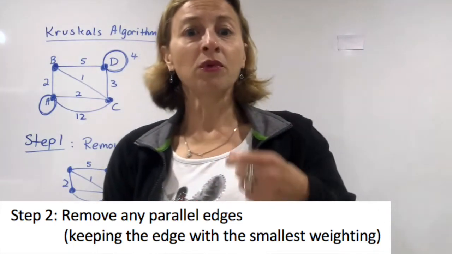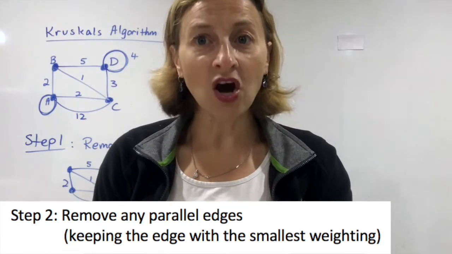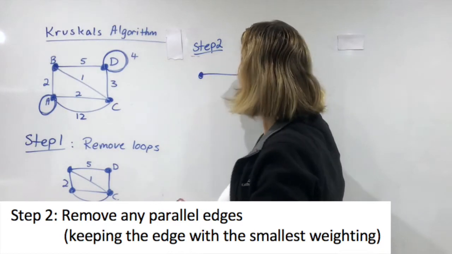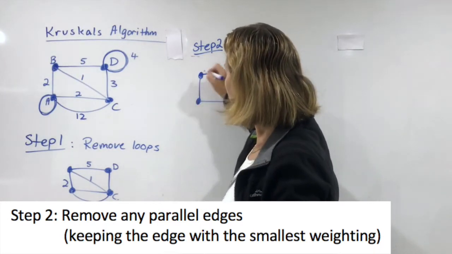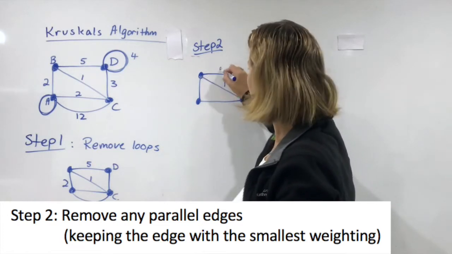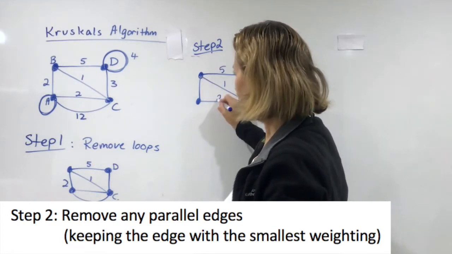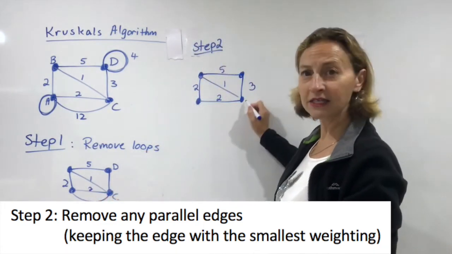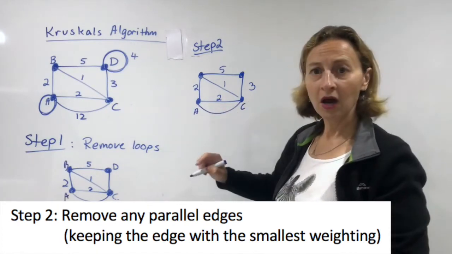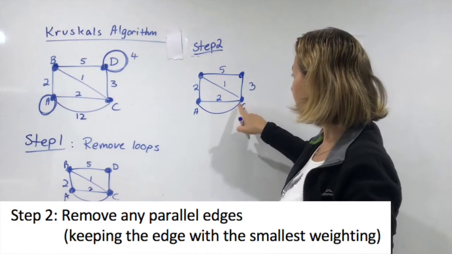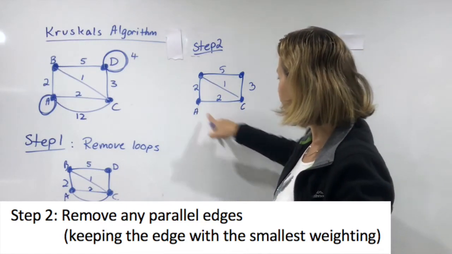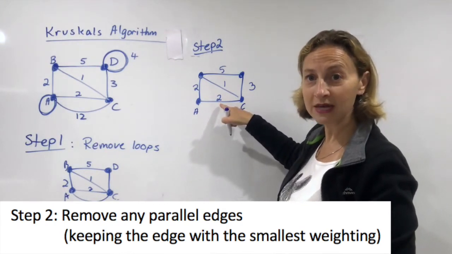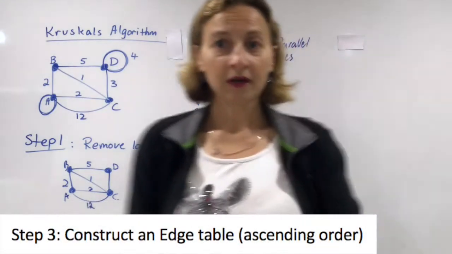Step number 2 says remove all parallel edges, leaving only the smallest edge. So that means that if I draw my chart, my activities again, that's 2 and 12. There's my double parallel edge. I have 2 edges going from A to C, so I'm going to remove this one because this one has the bigger weighting of 12, and I only want to leave the weighting with the smallest number, which is 2.